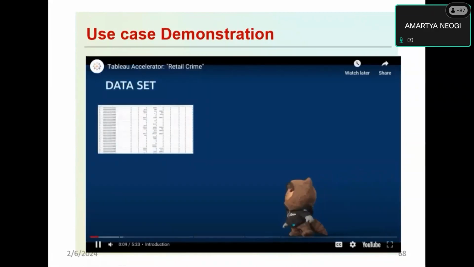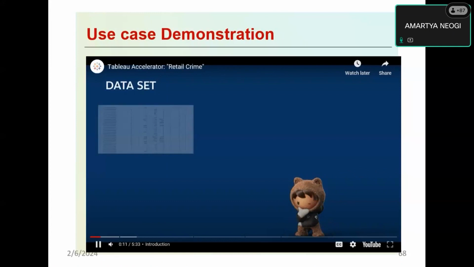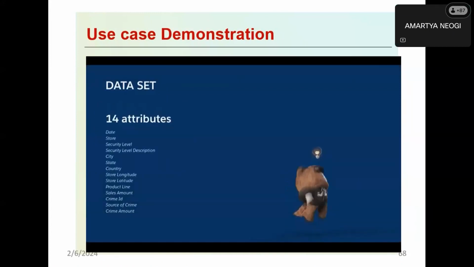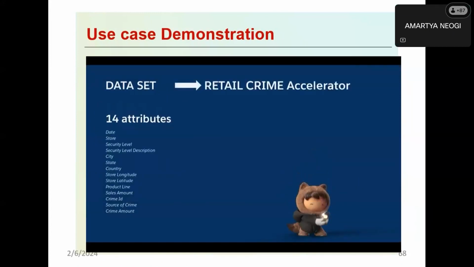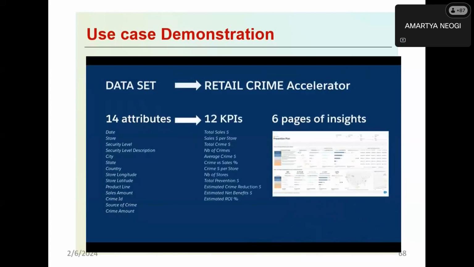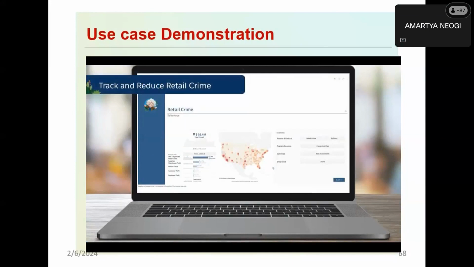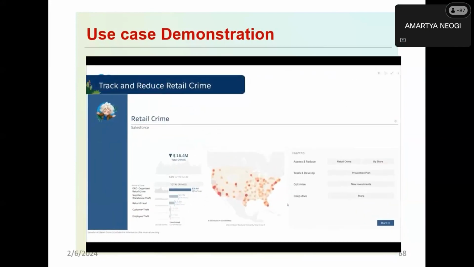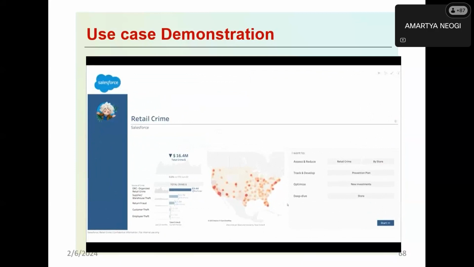Do you know how much value you can get from your retail crime data set? With only 14 attributes, Tableau immediately provides you with a complete solution of 12 KPIs across 6 pages of insights. This accelerator allows you to track and reduce retail crime, proactively address and mitigate criminal activities, protect assets, and ensure the safety of employees and customers.